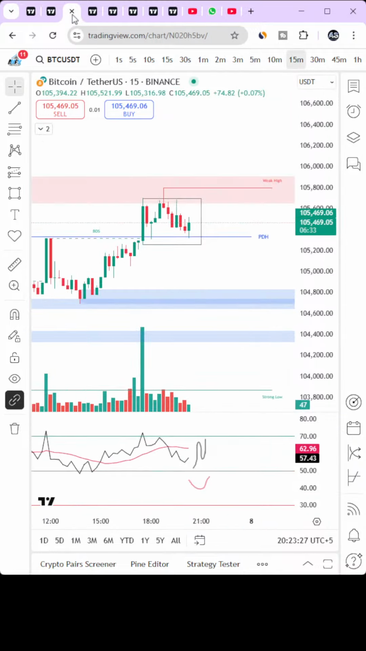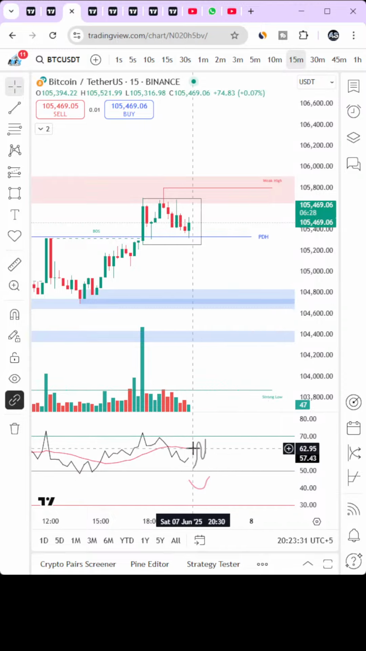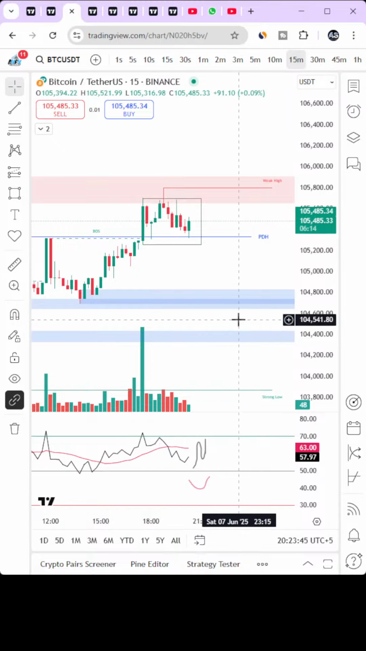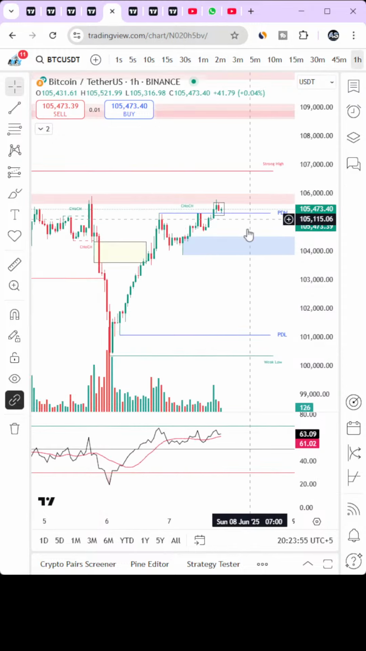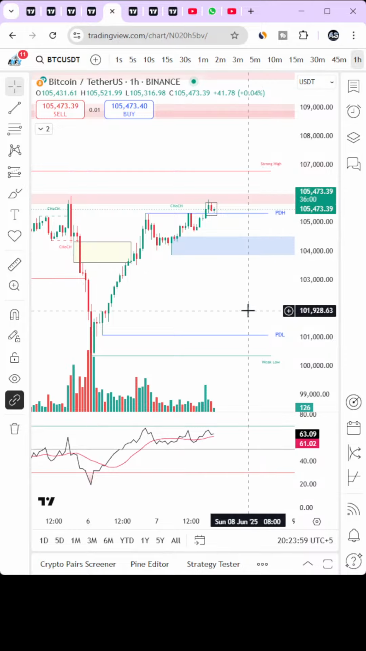No, according to 15 minutes the RSI is moving at the 54 level, which is selling evidence. Now let's see what is happening. In 1 hour it is in the 62 band. Let me check. Yeah, it is showing bullishness.